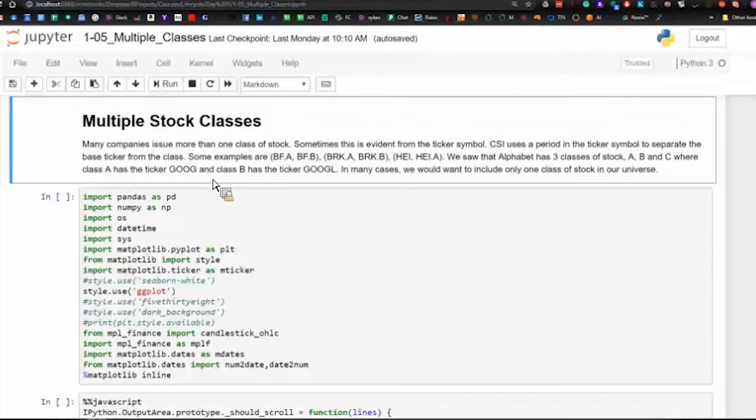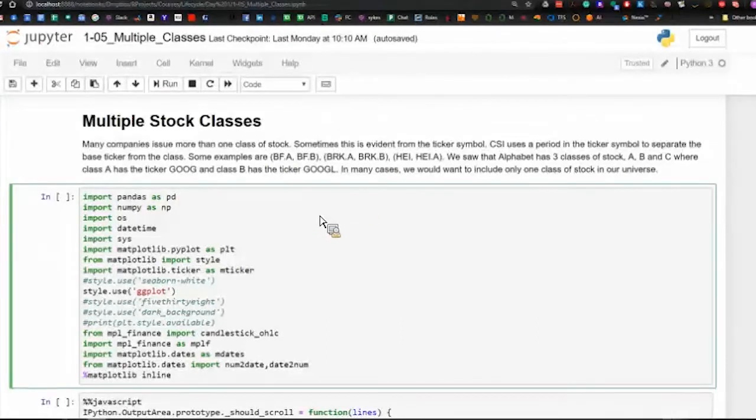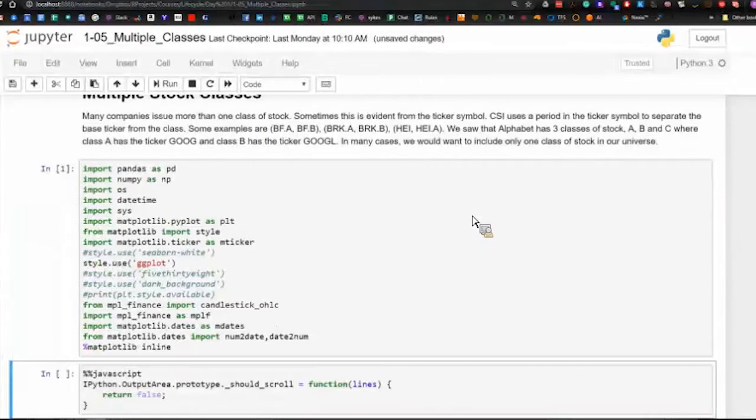Okay, so examples are, well, there's a choice by the data vendor, as I said earlier, of what to use for the symbol when they're actually explicitly putting the Class A and Class B stocks in the symbol itself. So let's investigate those ones.